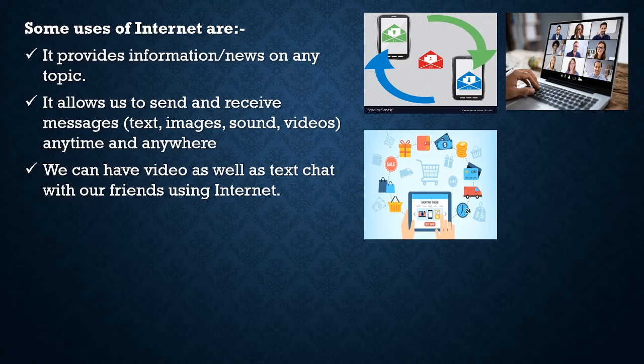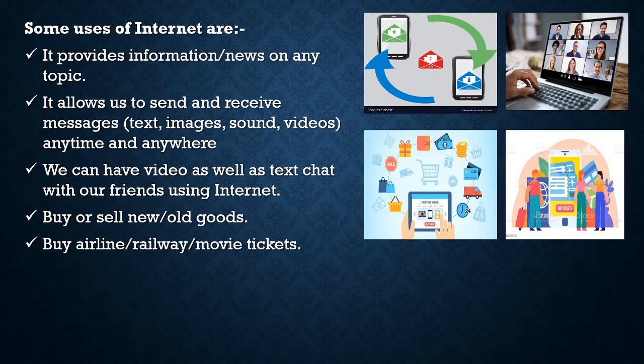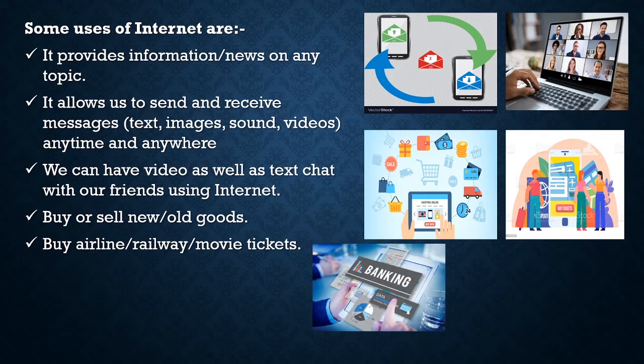The next is shopping. So buy or sell new or old goods, which means we can buy things on the internet, which is commonly called online shopping, and have them delivered to our homes. In business terms, it is also known as e-commerce, where E stands for electronic. Now next is buying air tickets, railway tickets, movie tickets, just sitting at home. So we can also use the internet for reservations of airline and railway tickets.